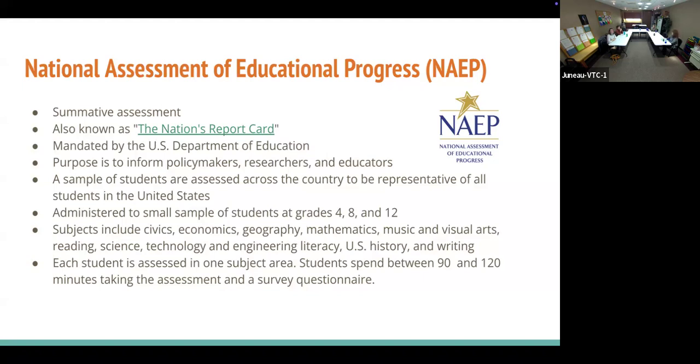And there are links in my slideshow. You can click on this and find how we're doing as a nation.